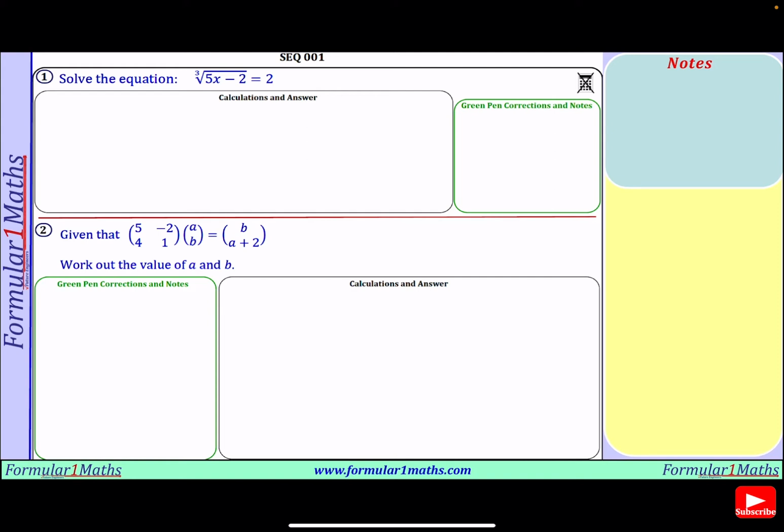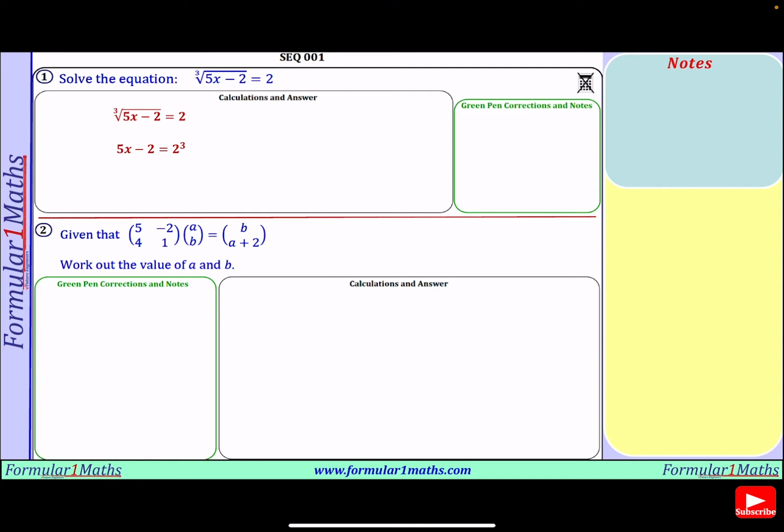Question 1. Solve the equation square root of 5x minus 2 is equal to 2. The best thing to do here is to cube both sides of the equation. So you cube this side of the equation and cube 2. When you do that, you're going to get 5x minus 2 is equal to 2 cubed. But 2 cubed is 8.